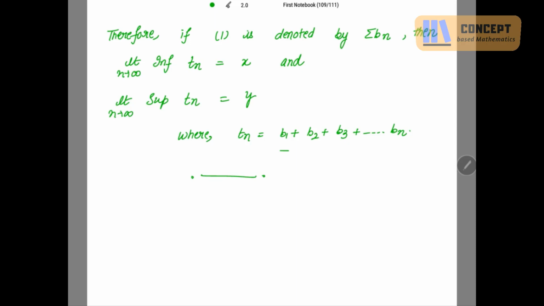Okay. This is an interesting theorem, and the proof is also interesting. If you go through this proof one or two times, definitely you will remember all the steps.